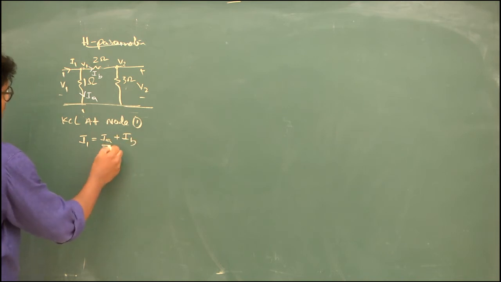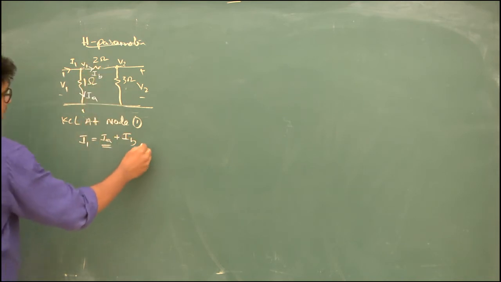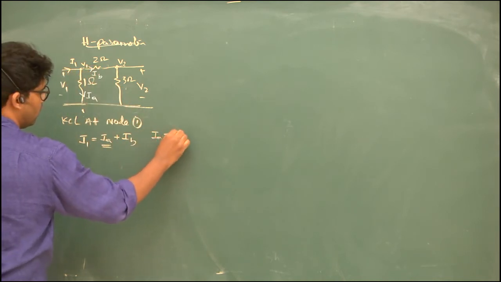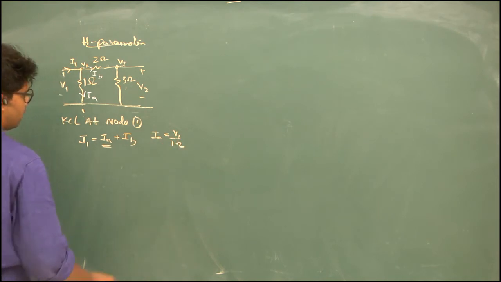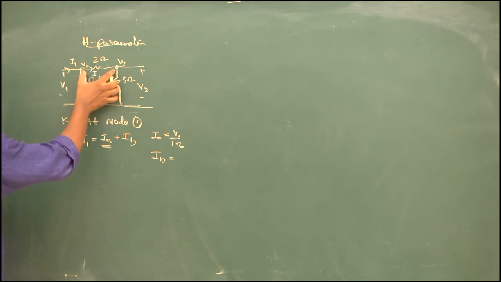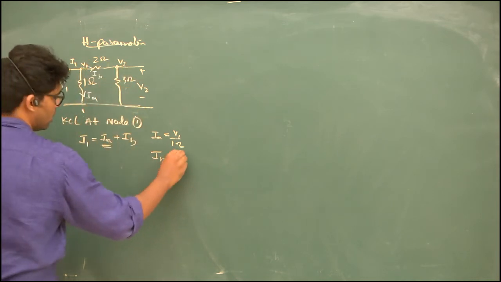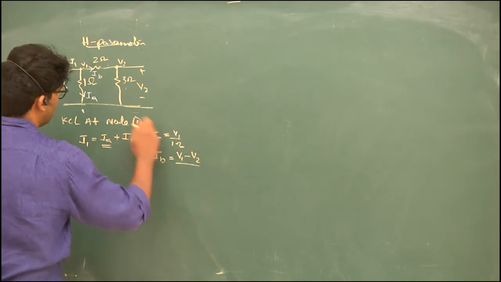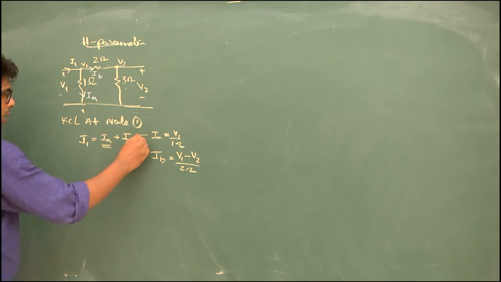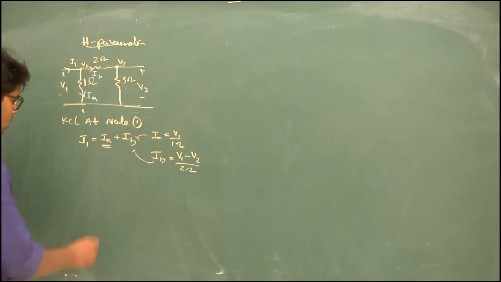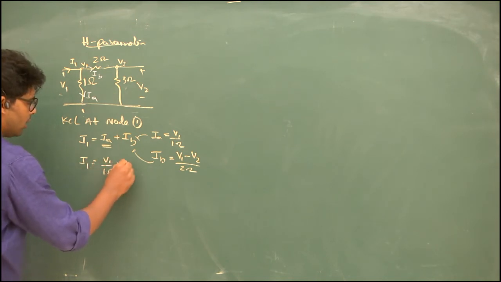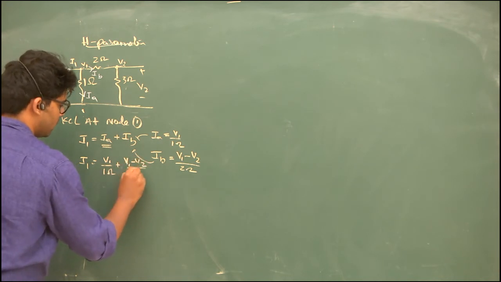What is the value of IA? It is the current flowing through 1 ohm, and the voltage across 1 ohm is V1. Therefore IA equals V1 by 1 ohm. Then IB, from V1 to V2, the voltage across the 2 ohms is V1 minus V2, so V1 minus V2 by 2 ohm. Substitute IA and IB in this equation. You will have I1 equal to V1 by 1 ohm plus V1 minus V2 by 2 ohm.